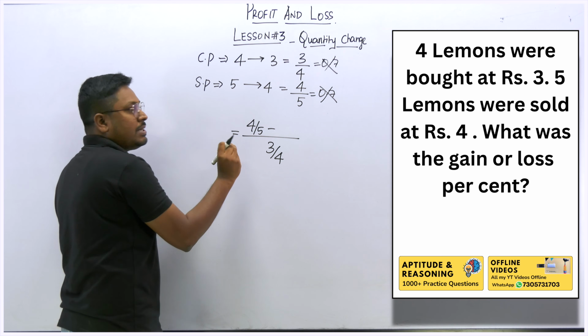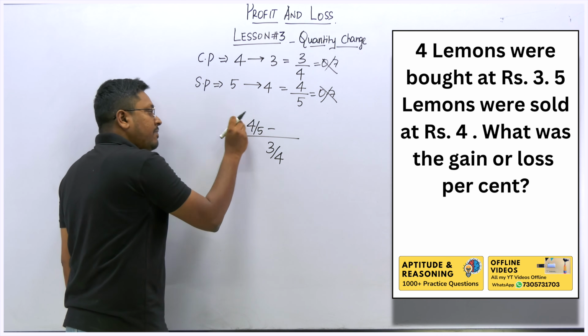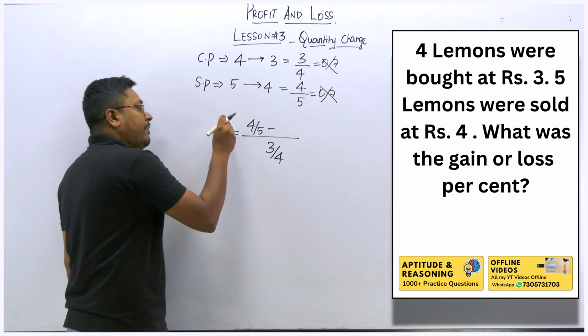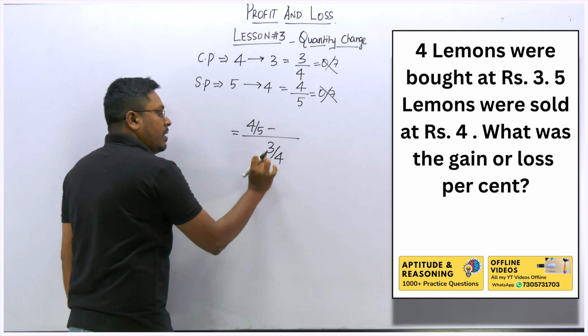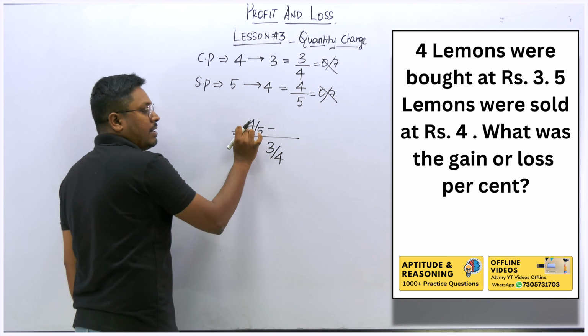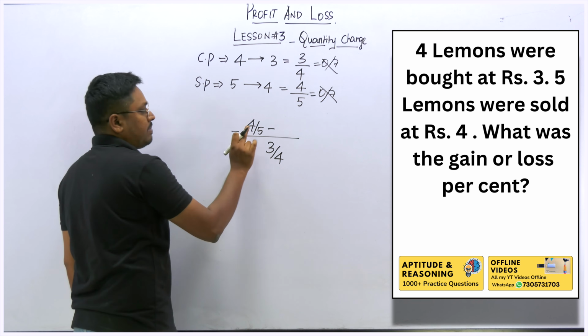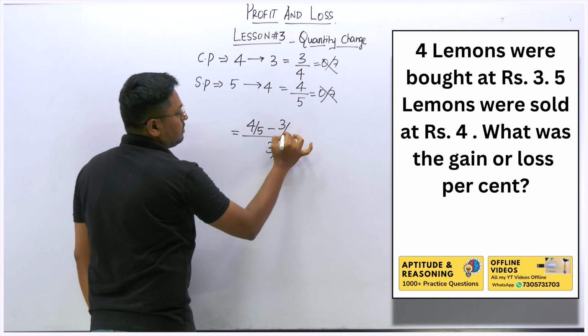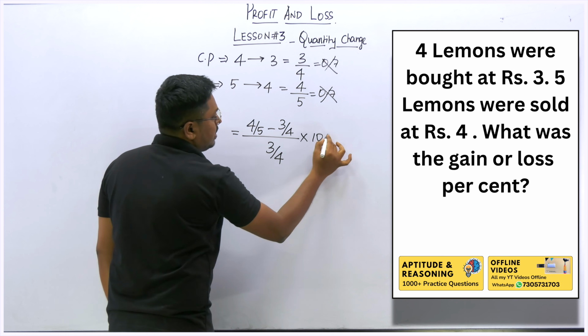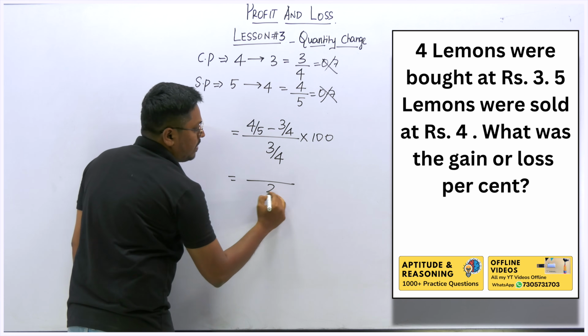But what I'm going to do is, if I'm getting a positive value, then it is a profit. If I'm getting an answer as negative, it is a loss. So usually we are going to divide by cost price. In the numerator, I'm just putting selling price minus cost price. Selling price is how much? 4 by 5. Cost price is how much? 3 by 4, right, into 100. So now 5 by 4 is 20 here.